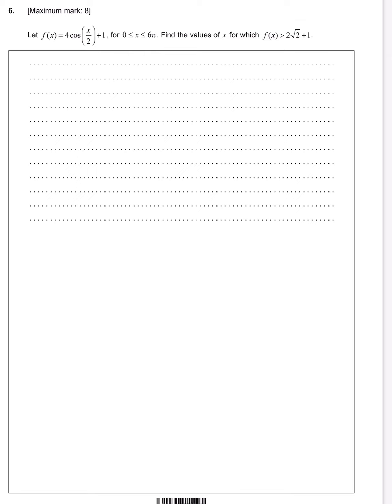Okay, so I'm going to start by saying this is an equality, although really we know that 4 cosine of x over 2 plus 1 is greater than 2 root 2 plus 1. That's what we're looking for. So the plus 1's cancel out. So 4 cosine x over 2 is greater than 2 root 2. The cosine of x over 2 is greater than 2 root 2 over 4.